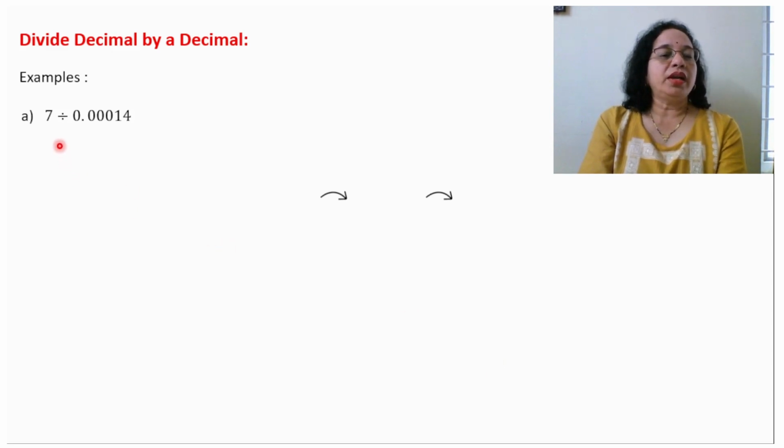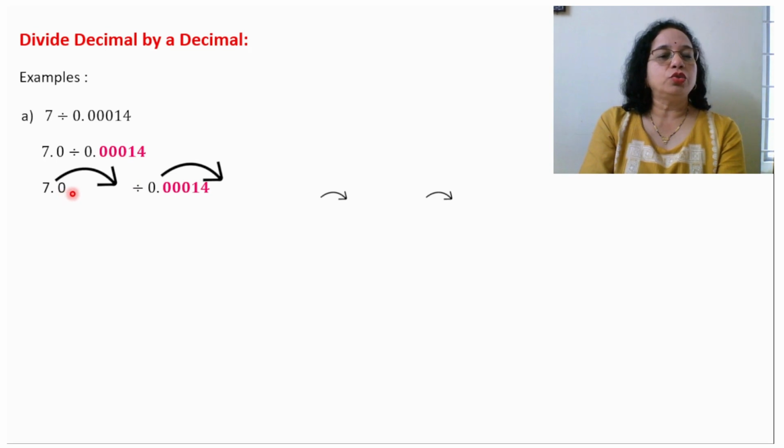Now here we will divide 7 divided by 0.0014. So again the first thing we need to convert this divisor into a whole number. So how many decimal places are there? 5 decimal places are there. So here also we require 5 decimal places. So this is 1, 2, 3, 4, 5. So that many zeros will be there. Divide by 14. And now you know how to divide by 14. So the answer is 50,000.